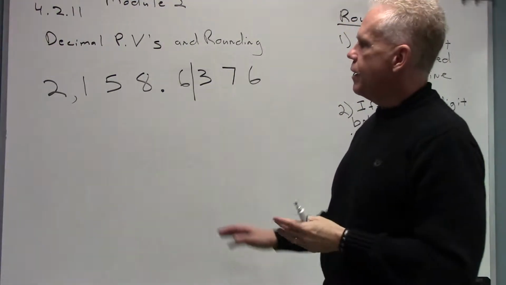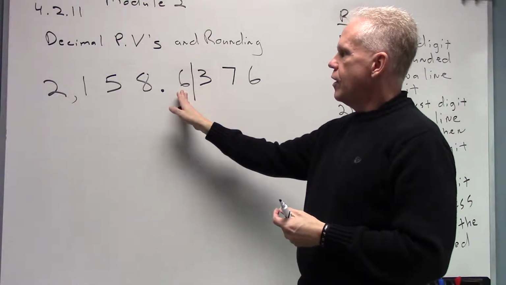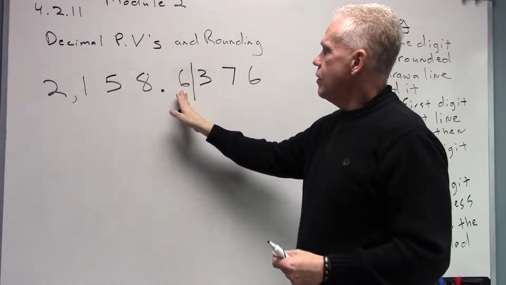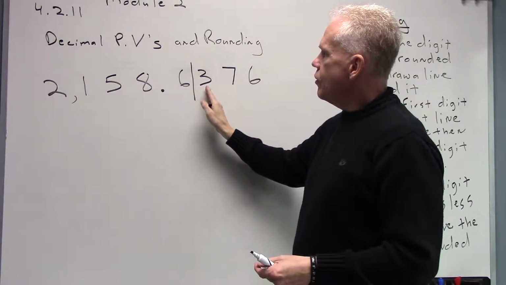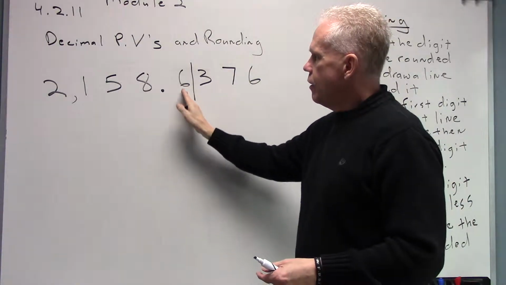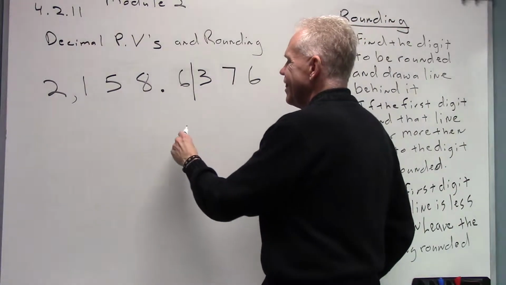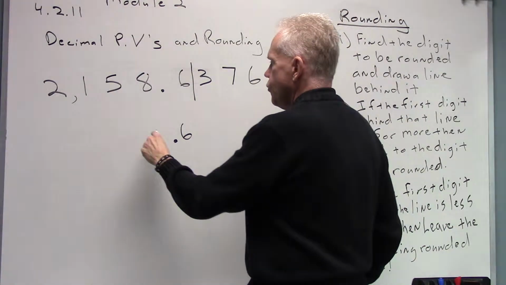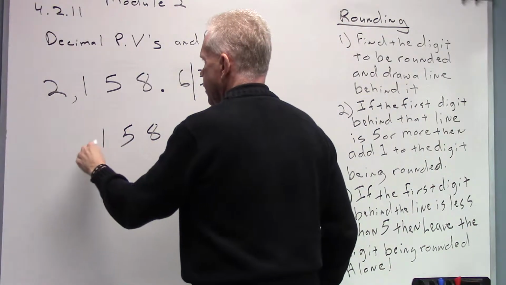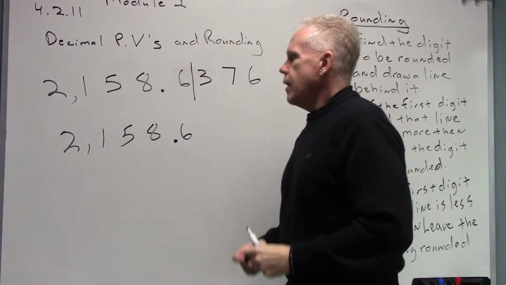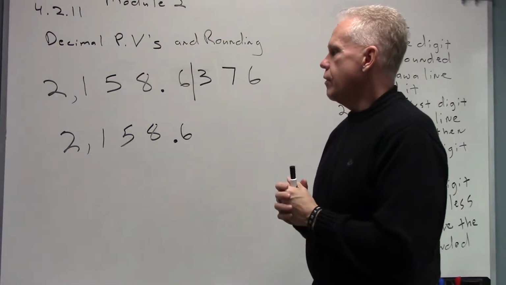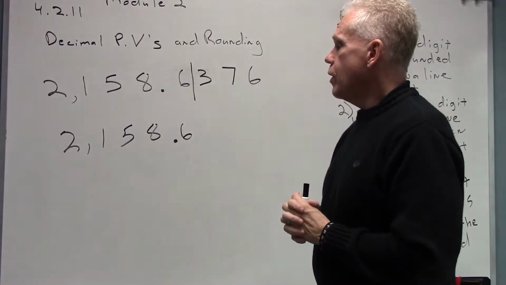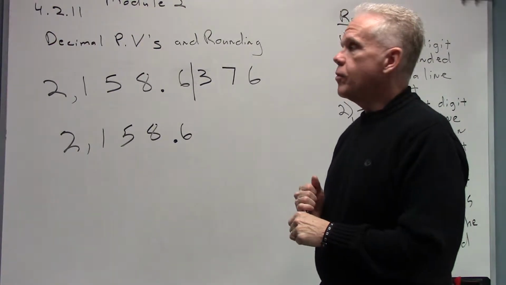Now when we draw that line, we're trying to decide whether we're going to add 1 to this digit, the 6 in the tenths place, or leave it alone. Well, when we look, the first digit behind the line is less than 5, so the digit that we're rounding, the 6, we're going to leave it alone. Remember, we drop everything behind it and just recopy everything in front. And so, rounded to the nearest tenth, we have 2,158 and 6 tenths, or 2,158.6, as a lot of people would like to say.